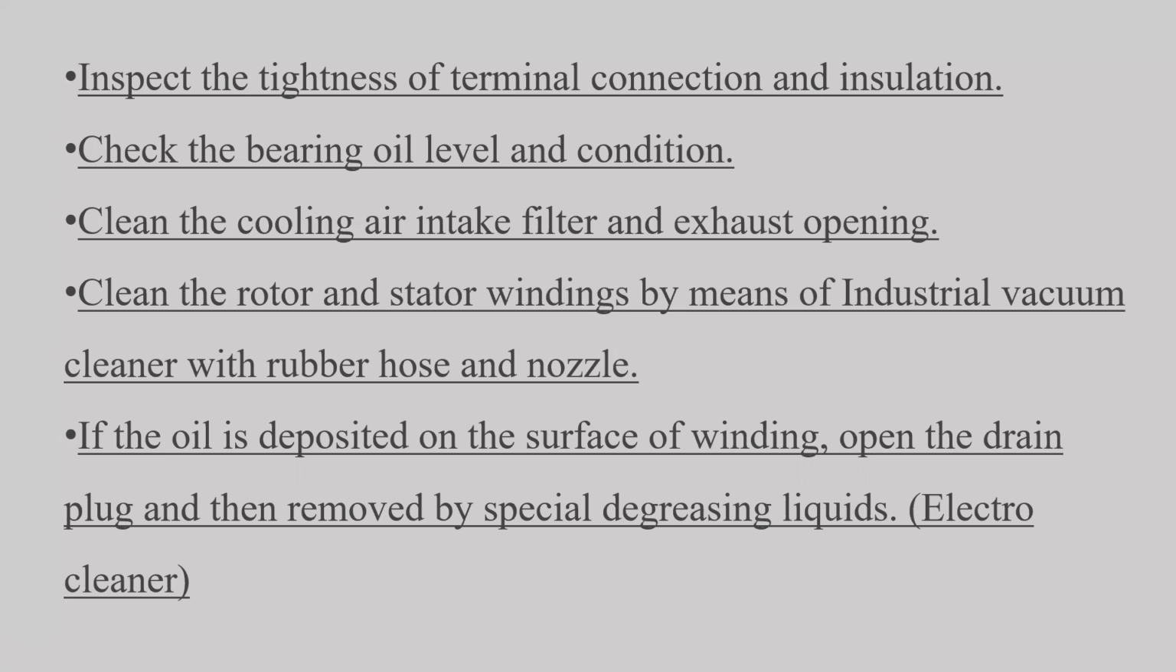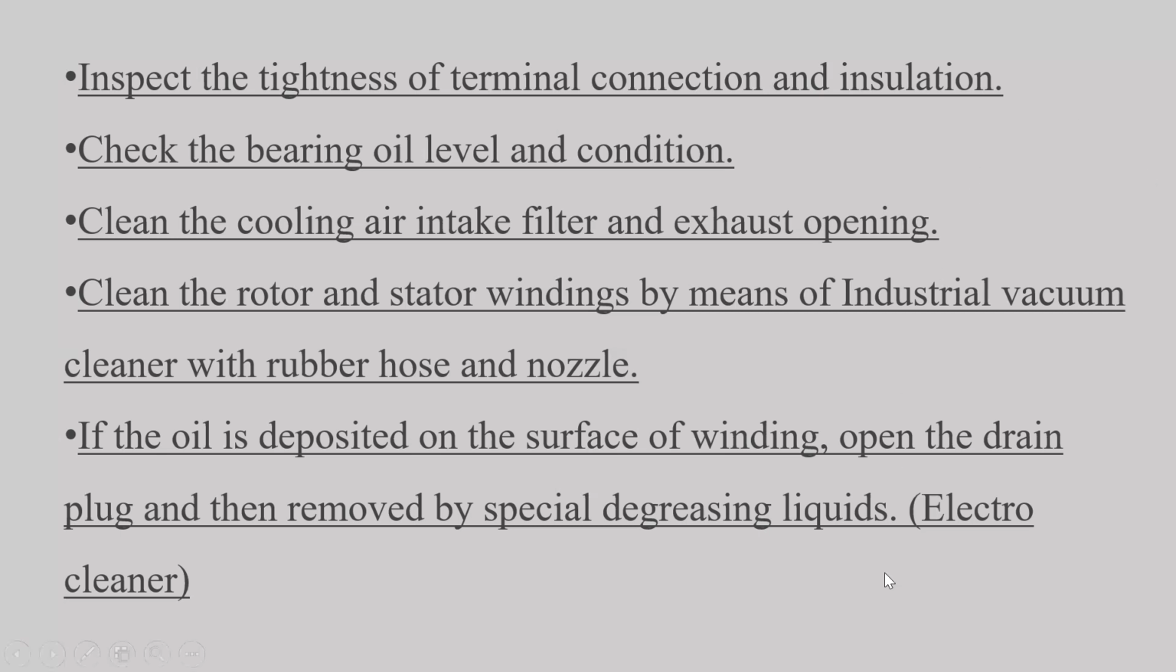Clean the rotor and the stator winding by means of an industrial vacuum cleaner with a rubber hose and nozzle. Normal vacuum cleaners should not be used for the winding. This is called an industrial vacuum cleaner, which has a rubber hose and nozzle, which will protect the winding. It will not damage the winding. And if oil is deposited on the surface of the winding, open the drain plug and then remove it with a special degreasing liquid, electro cleaner. By using that, we can remove the oil.